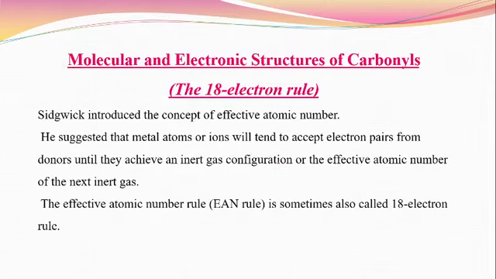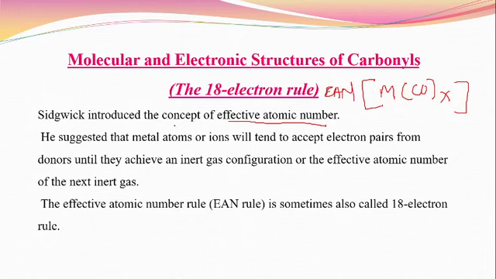Okay, next we are going to learn a very important topic, that is the 18 electron rule of carbonyl compounds. Here today we are going to learn the 18 electron rule for only the metal carbonyl compounds. Let me see. Sidgwick is the scientist who introduced the concept of effective atomic number, sometimes called EAN.